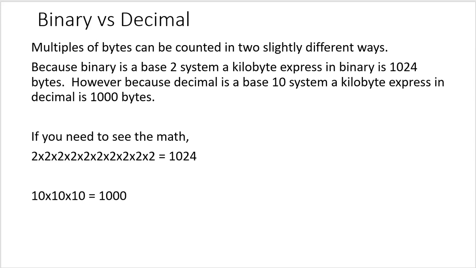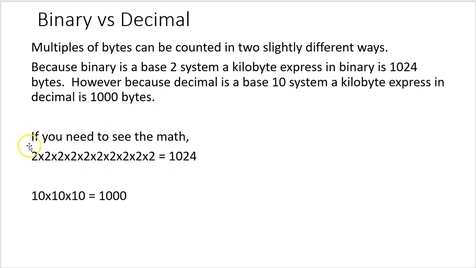So, binary versus decimal. Multiples of bytes can be counted in two slightly different ways. Because binary is a base 2 system, a kilobyte expressed in binary is 1,024 bytes. However, because decimal is a base 10 system, that same kilobyte expressed in decimal is 1,000 bytes. And so people always argue about whether it's 1,000 or 1024, and it really just depends on whether you're talking binary or decimal. If you're talking in binary, a kilobyte is 1,024 bytes. If you're talking in decimal, a kilobyte is 1,000 bytes.